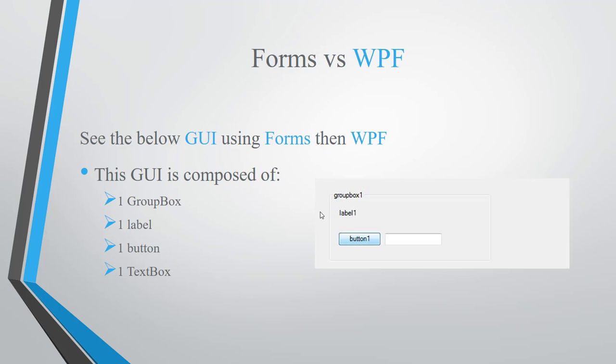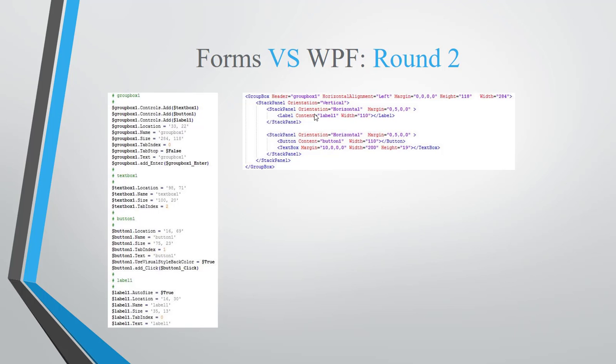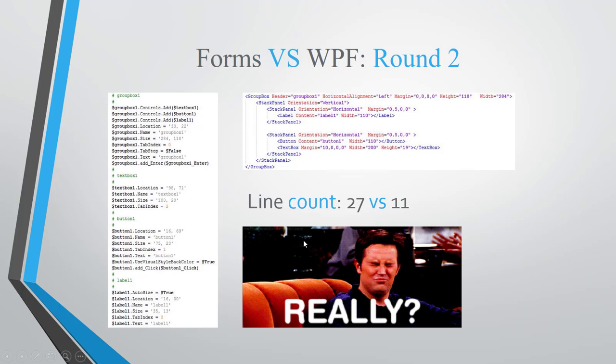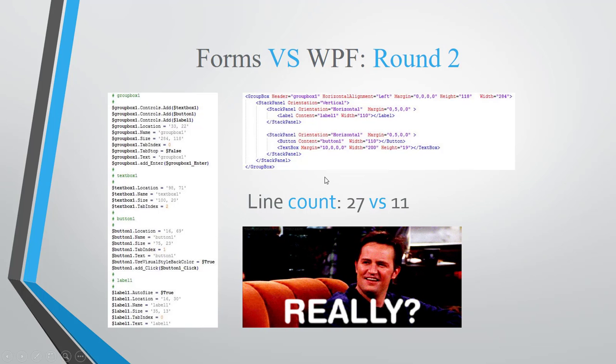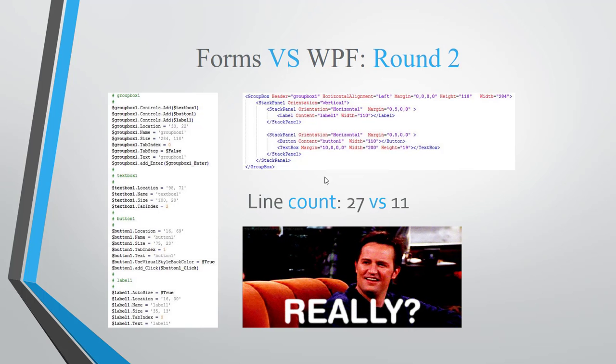Now let's see a short GUI and compare the code between Form and WPF. This is a short GUI composed of a group box, a label, a button, and a text box. See here the code to create this GUI with Form, and here the code to create this GUI with WPF. We can compare lines: for Form there are 27 lines, and for WPF only 11. That's why I told you that there are few lines in WPF to create your GUI.